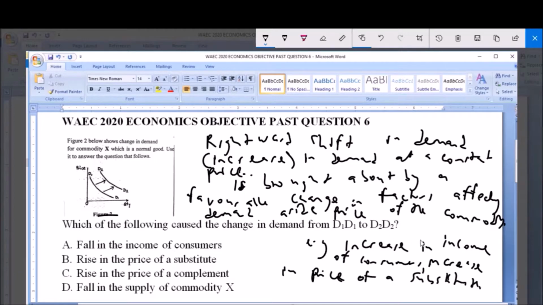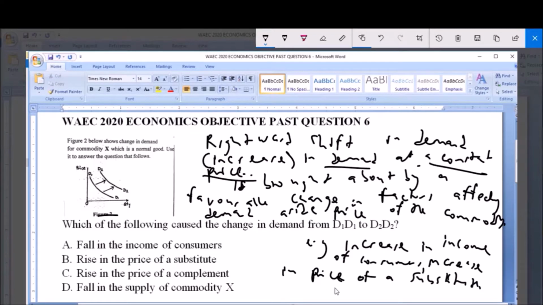Now, an increase in income of consumers will increase the demand for this commodity because the consumers now have the purchasing power irrespective of the price. Like I said, the diagram represents this change in demand at constant price. So the price has not changed, okay? So the price hasn't changed, but because the income of the consumer has increased, they can now purchase this product. So the demand for it will increase.